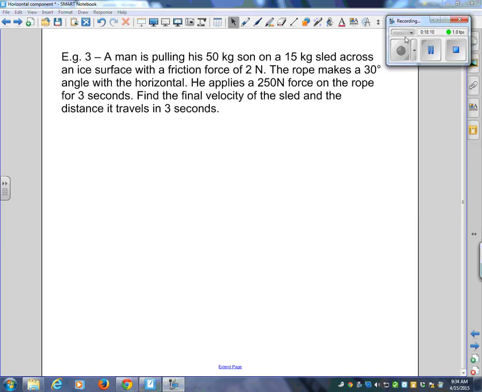Here's the big daddy, the all-encompassing review one. This basically sums up everything we've done since February 1st. It's just one question. A man is pulling his 50 kilogram son on a 15 kilogram sled across an ice surface with a friction force of 2 newtons. The rope makes a 30-degree angle with the horizontal. He applies the 250 newton force on the rope for 3 seconds. Find the final velocity of the sled and the distance it travels in 3 seconds.